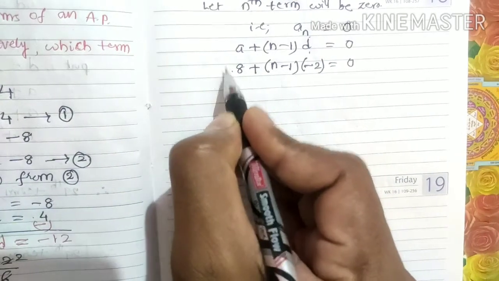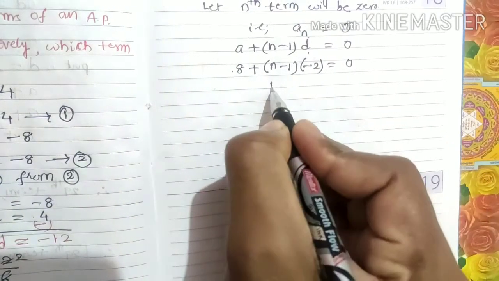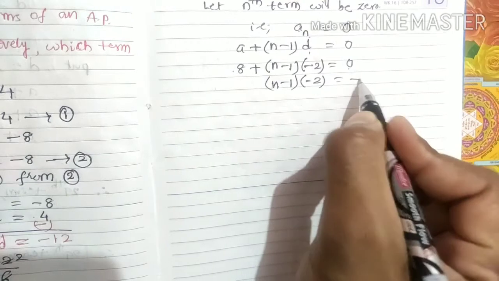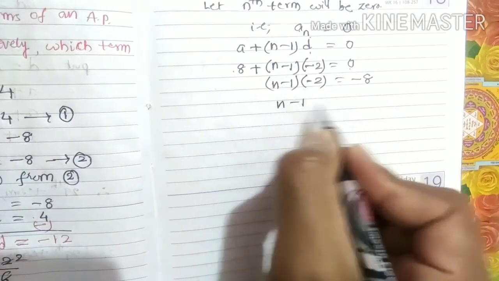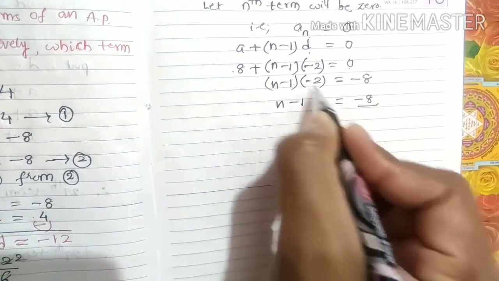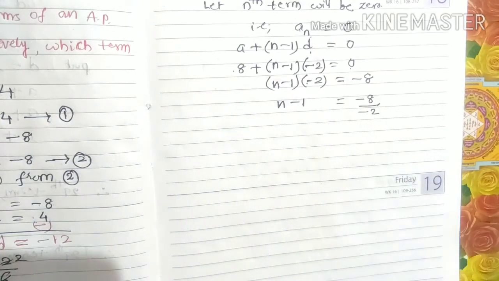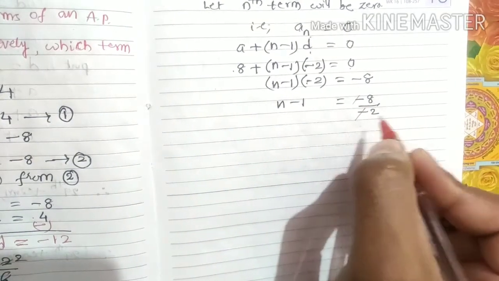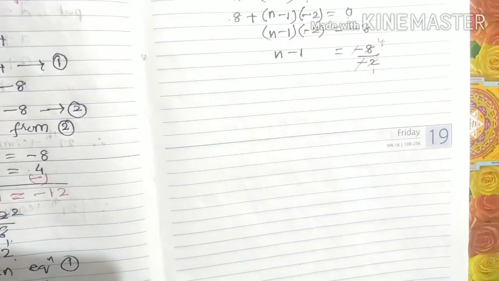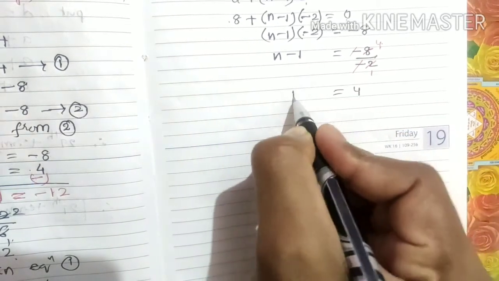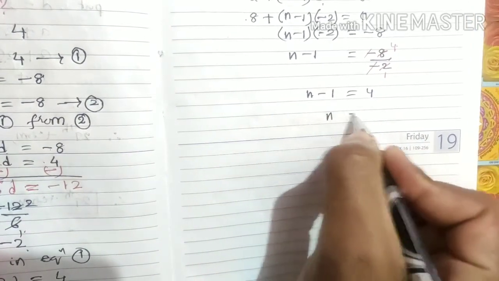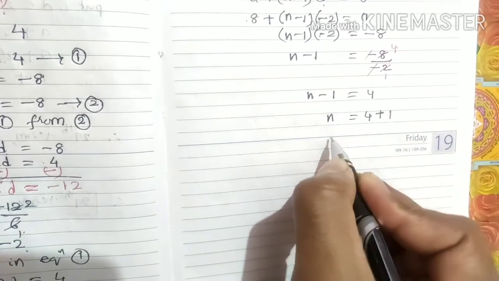If you transpose positive 8 to right hand side, it will become negative 8. N minus 1 into minus 2 is equal to, already 0 is there, 0 minus 8, that is minus 8. Next, we are transposing minus 2 to right hand side. It is multiplying, so when it comes to this side, it will divide. After that, this minus and minus get cancelled. 2 one time, 2 4 times. 4 by 1 is 4 only. So we will write n minus 1 is equal to 4. Minus 1 you transpose to right hand side, it will become plus 1. So n is equal to 4 plus 1. 4 plus 1 is 5.